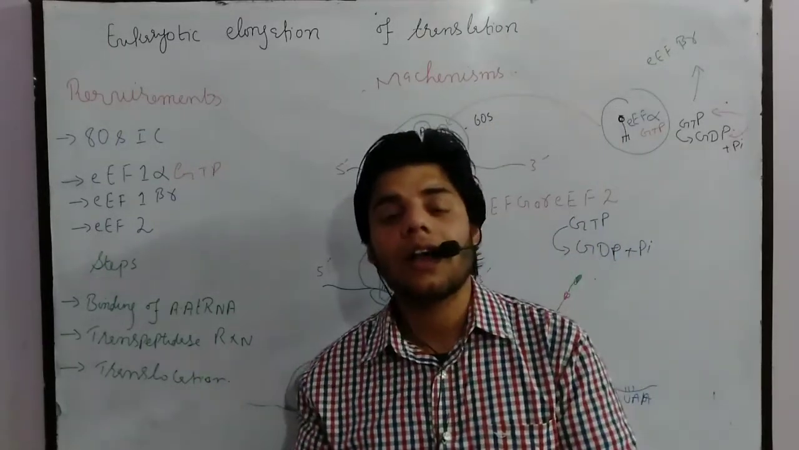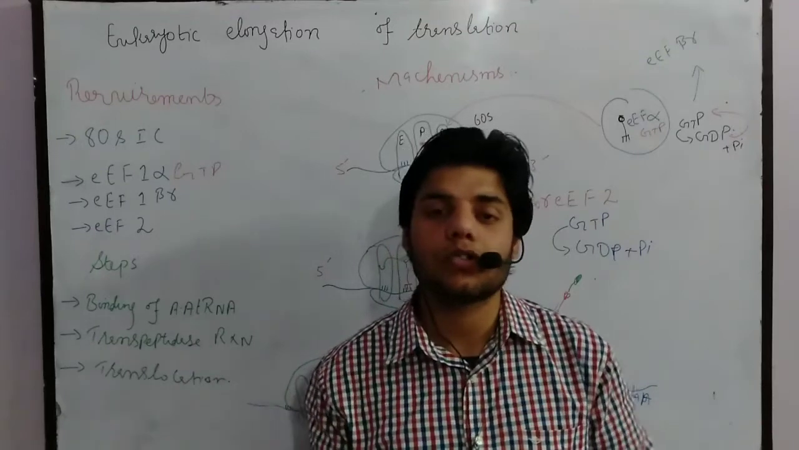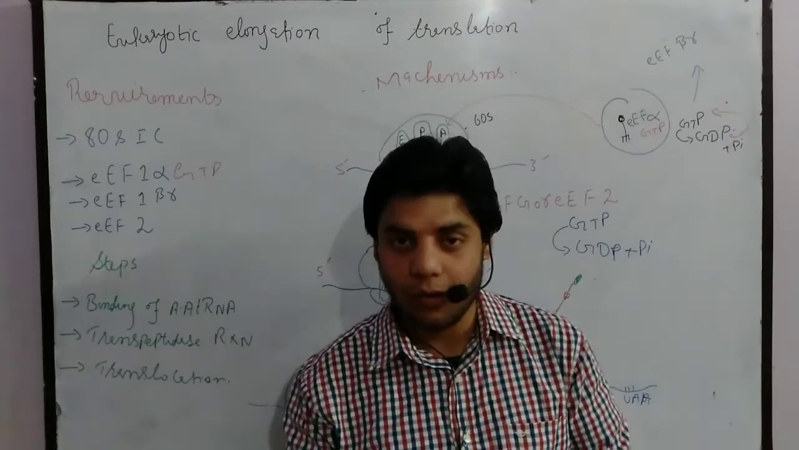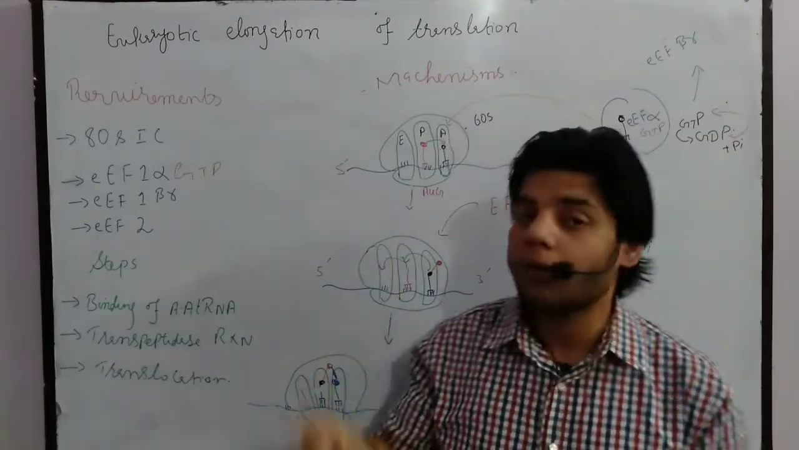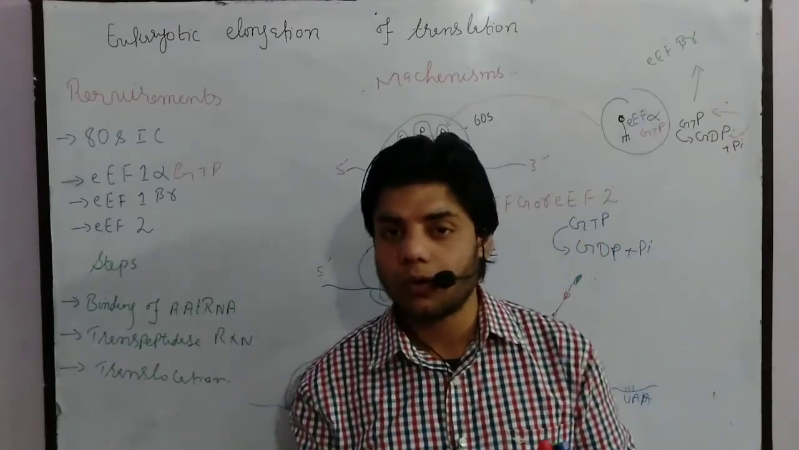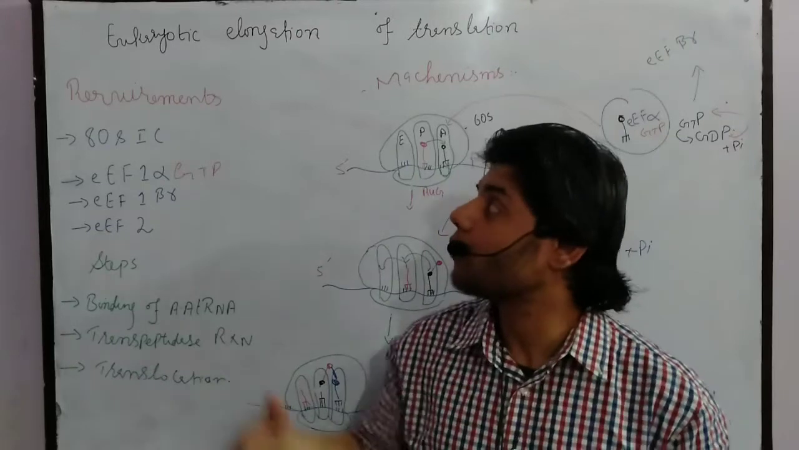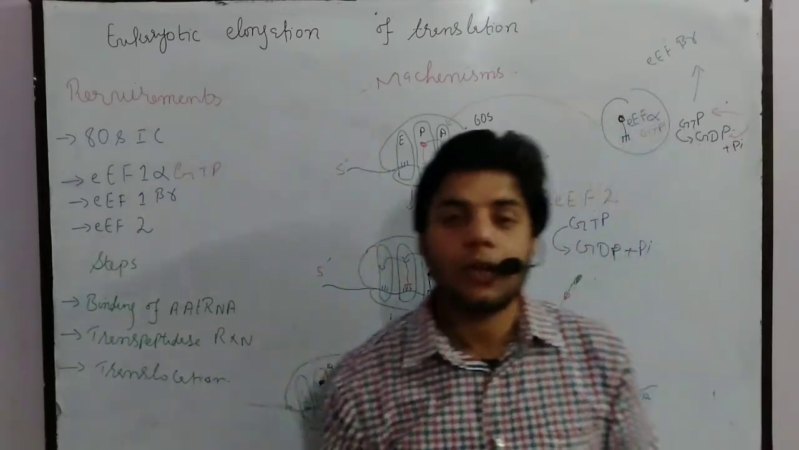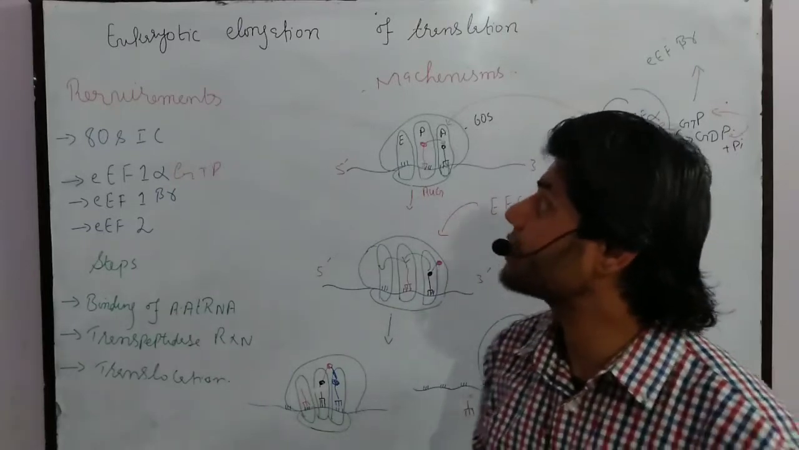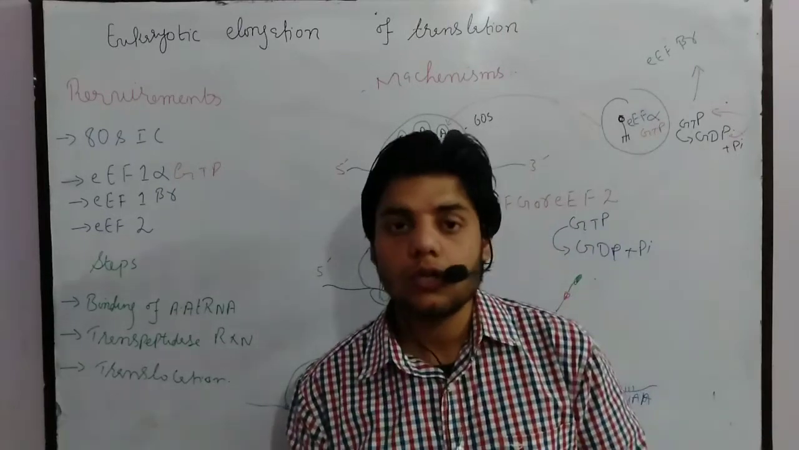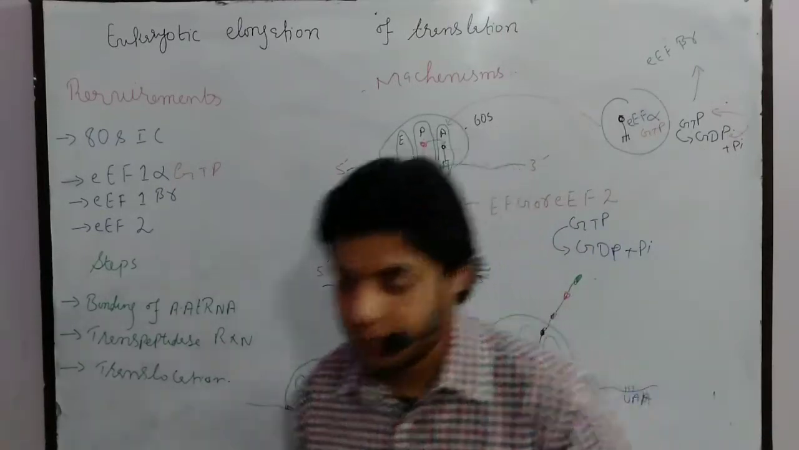Now in the last three video lectures of this series we talked about the protein synthesis overview and requirements for the protein synthesis, and after that we talked about the initiation of the translation, and after that we talked about the elongation of the translation. Now this is the last video, and in this video we are going to talk about the termination of the translation in detail. So please stay tuned and keep watching.